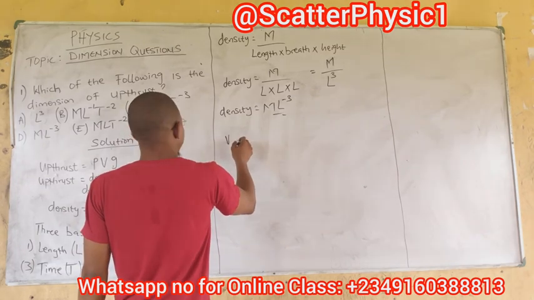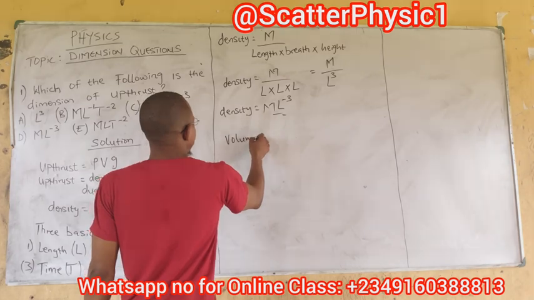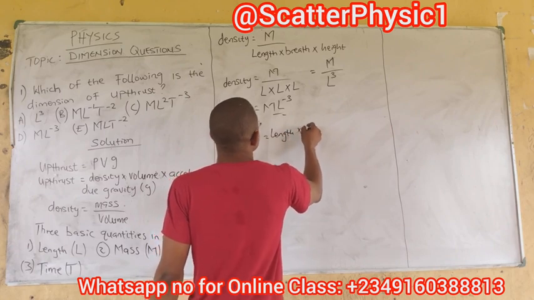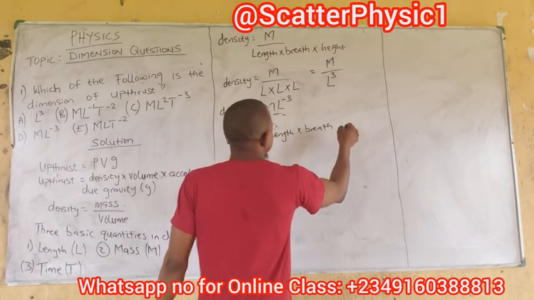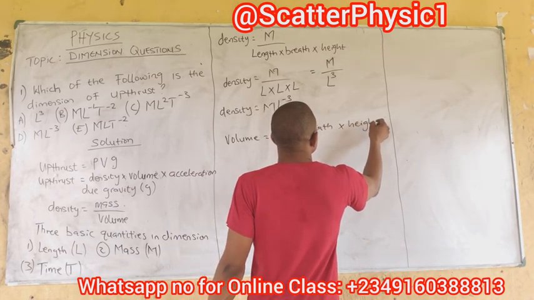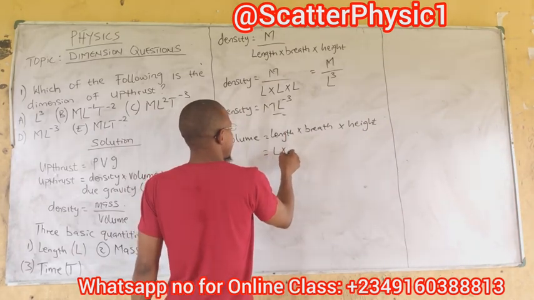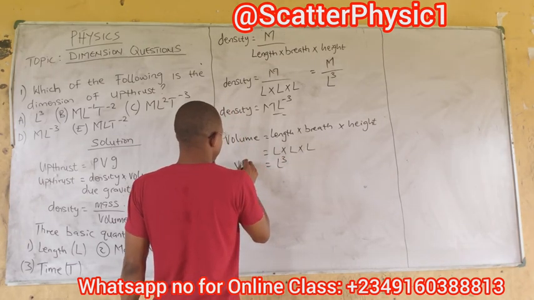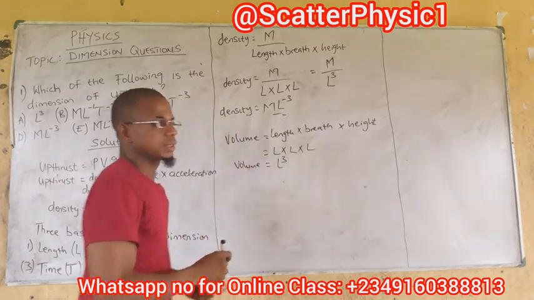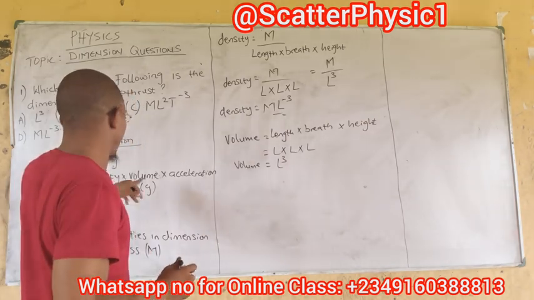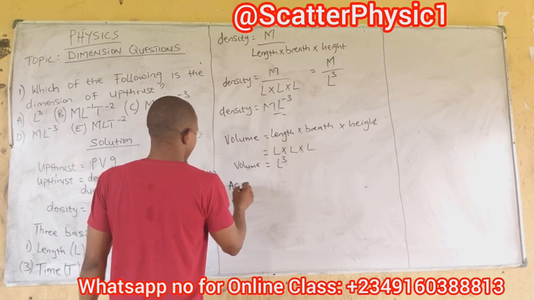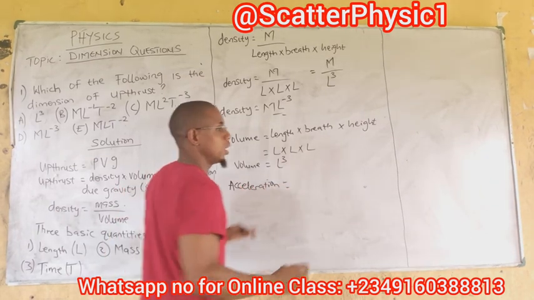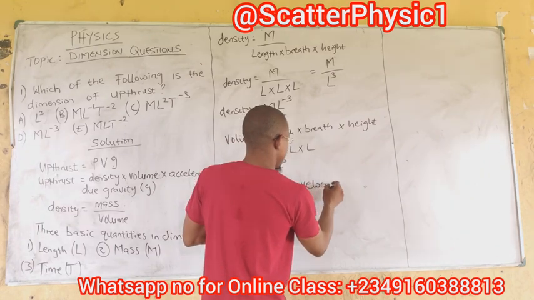Let's go to the second one, which is volume. We have volume as length times breadth times height, which is L times L times L, equal to L raised to power 3. So volume is L cubed. Then the last one is acceleration. The formula for acceleration is velocity over time.